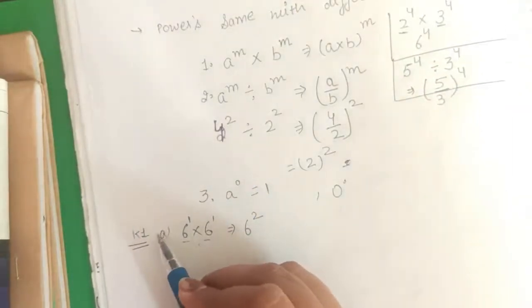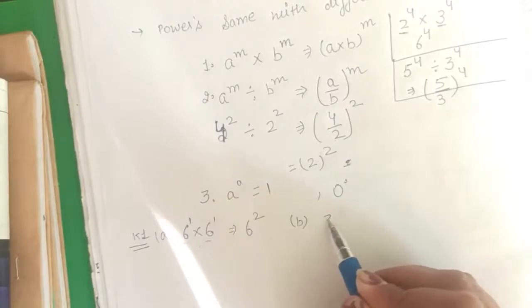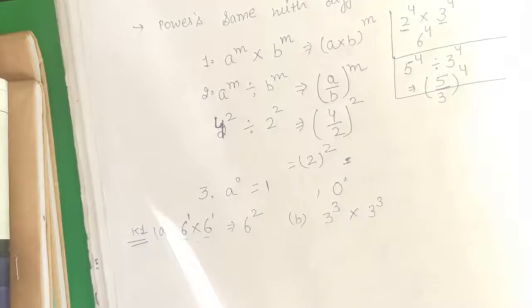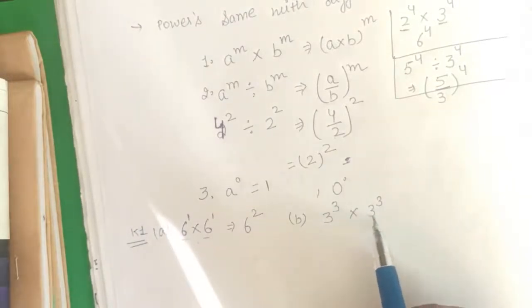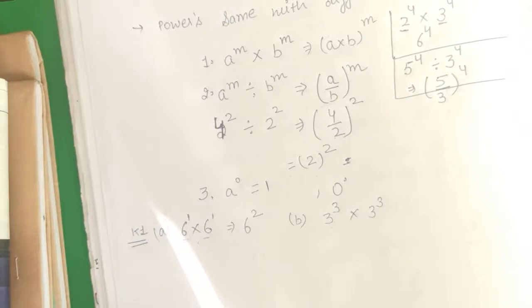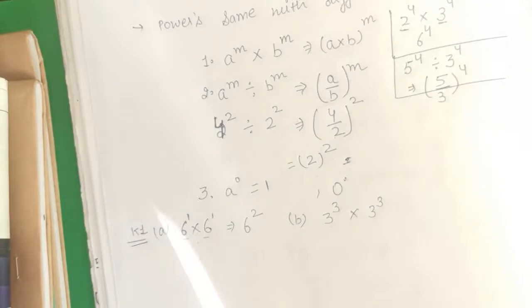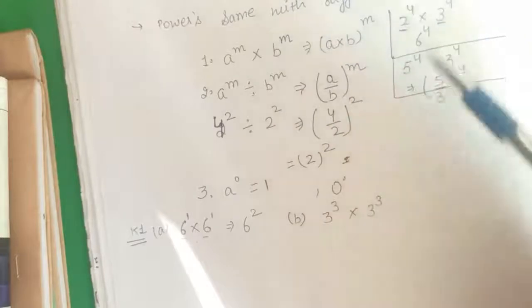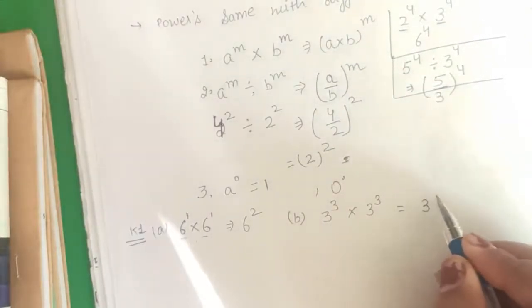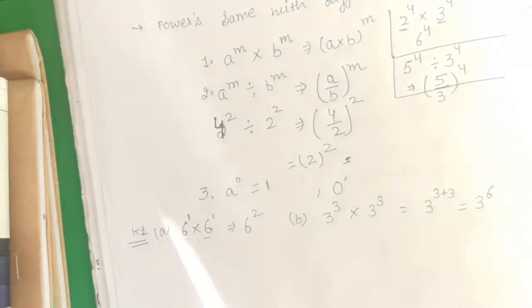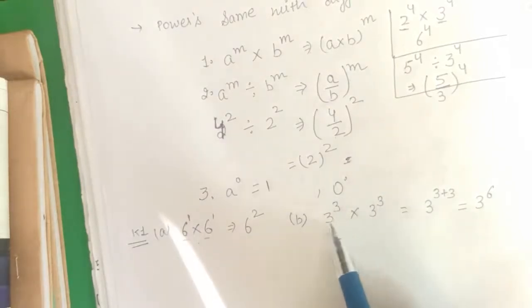Now come to B part. 3 to the power 3 multiply 3 to the power 3. Now here base is also same and powers are also same. So for this we will apply the first one, that is when the base is same, powers are added. 3 to the power 3 plus 3 is equal to 3 to the power 6. Right? Why I have done this? Because if you will multiply it, 3 3s are 9.